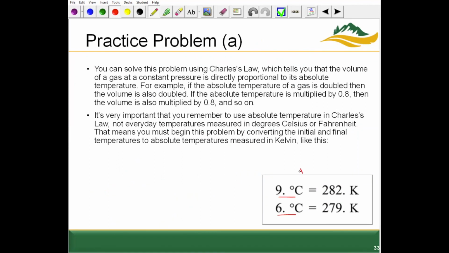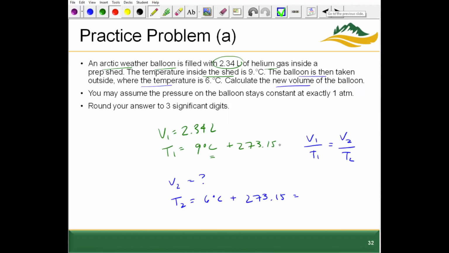So 9 plus 273, you'll see it as either plus 273 or plus 273.15 to take degrees C into Kelvin. So 9 degrees C, 282, 6 degrees C, 279. So this is 282, this is 269. Oops, this should be Kelvin. Both of these are Kelvin now.